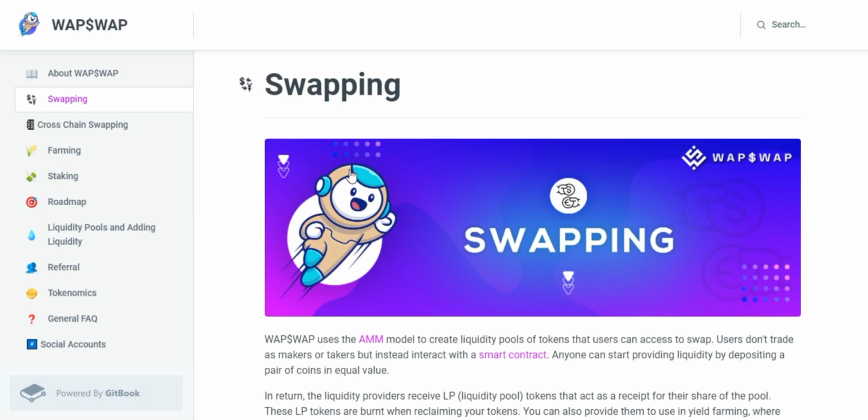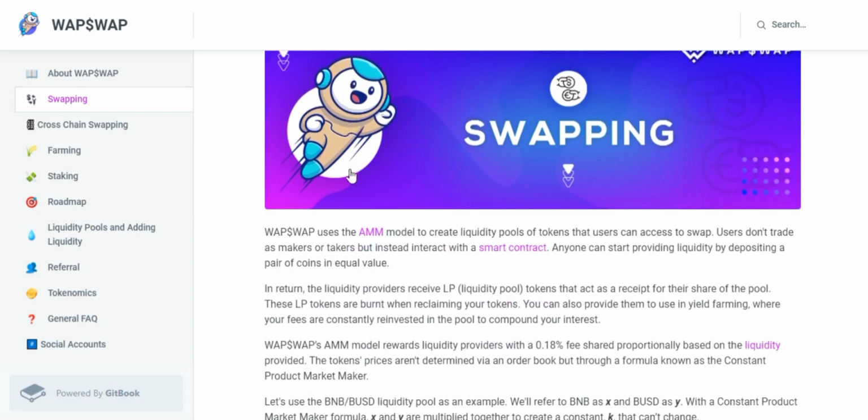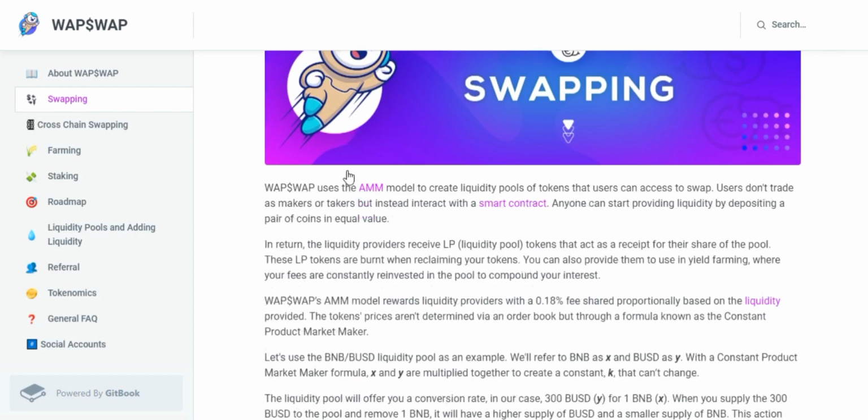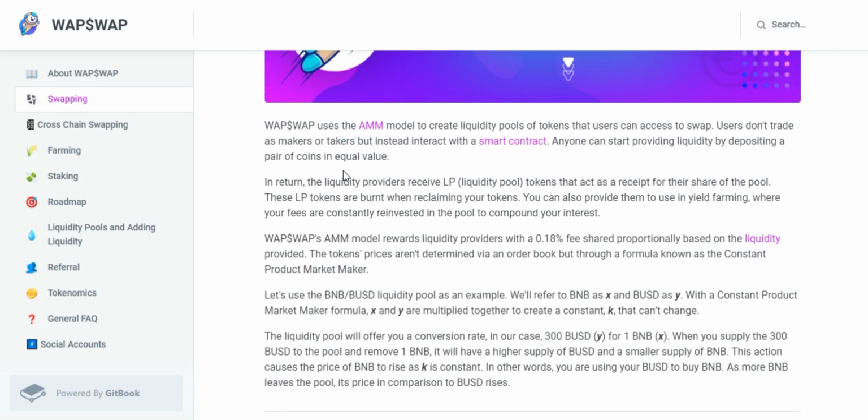0.18% fee shared proportionally based on the liquidity provided. The token's prices aren't determined via an order book, but through a formula known as the constant product market maker.